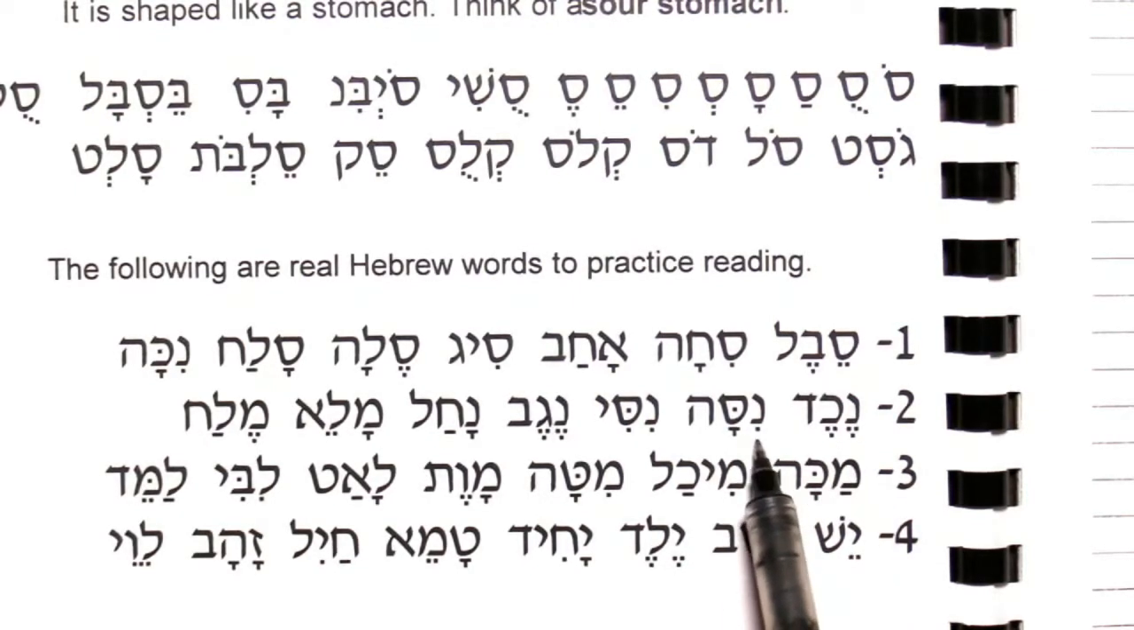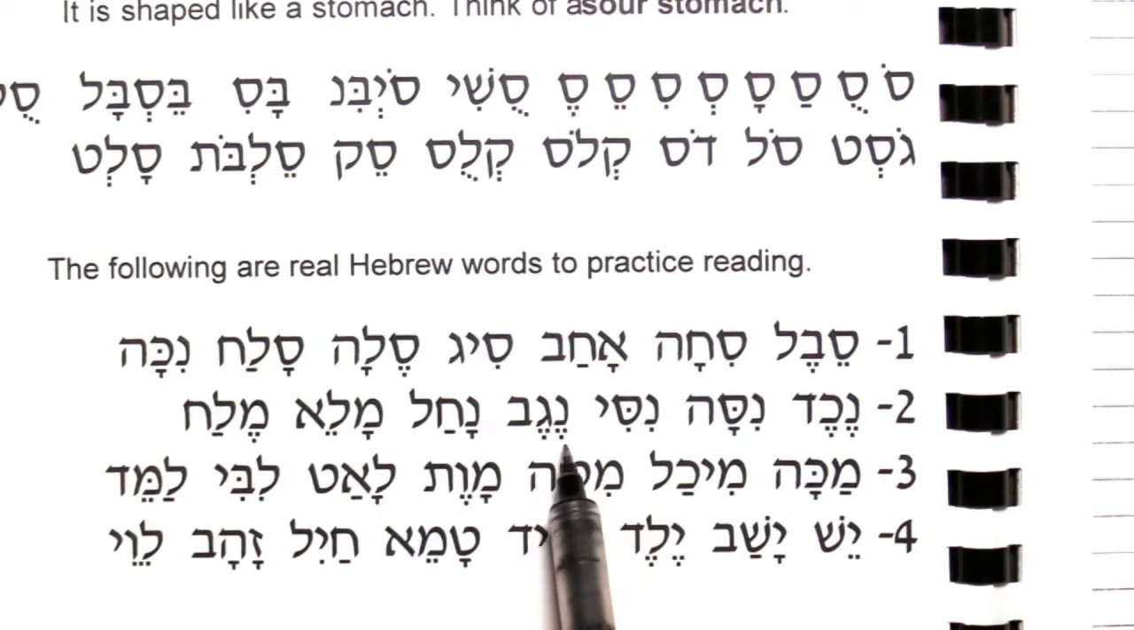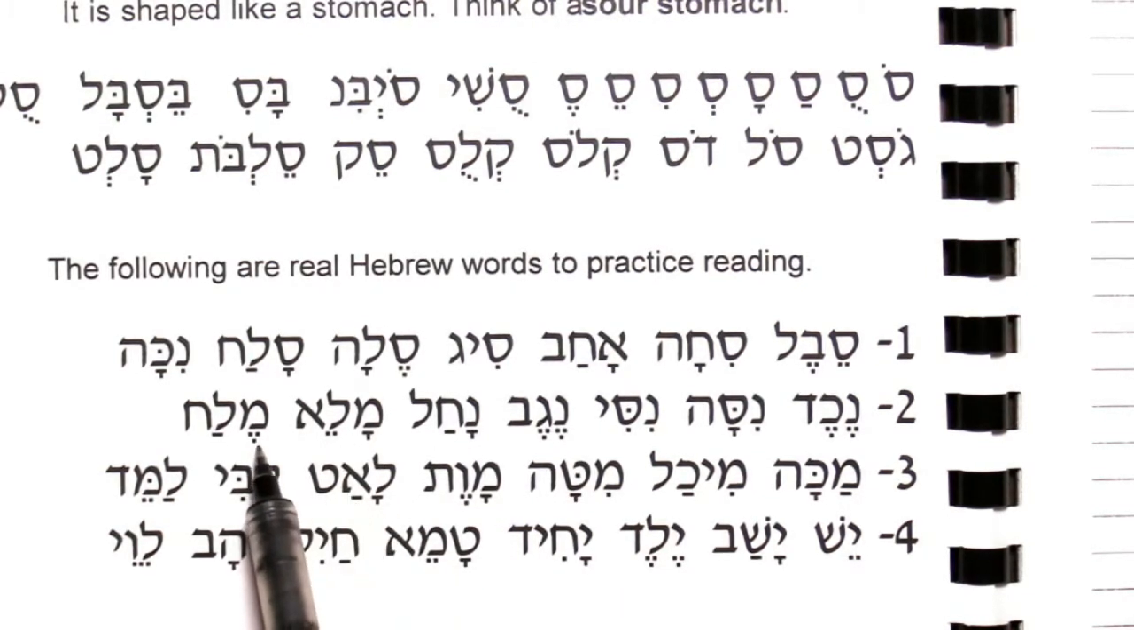Line 2, Neched, Nisa, Nisi, Negev. This is one of those words with accents on the first syllable instead of the second. It's not Negev, it's Negev. Nachol, Malay, Malach.